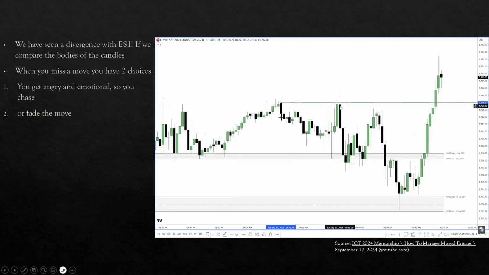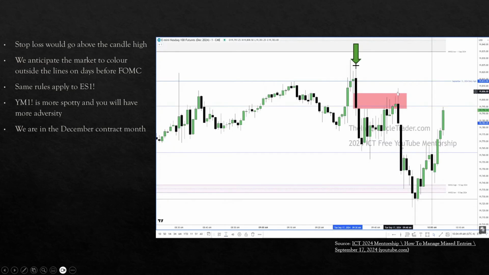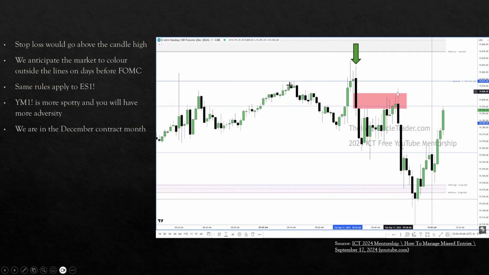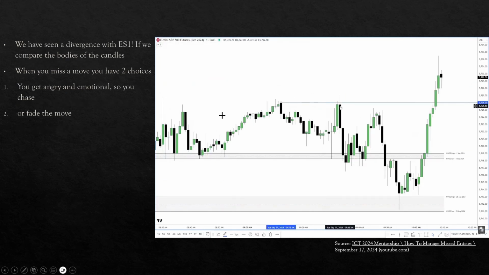Also, we have seen a divergence between ES and NASDAQ. If you would look at the candlestick wicks, then you would see no divergence. You can see NASDAQ also made a higher high. But if you look at the bodies of the candles, you can see ES made a lower low and NASDAQ a higher high. So this is real divergence, and that's how you can spot it.